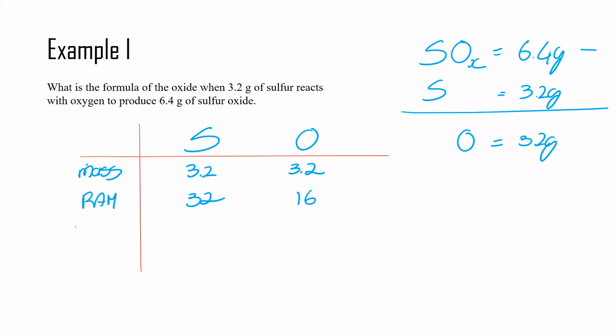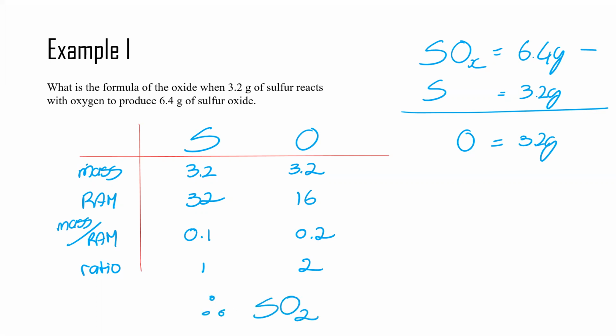Mass divided by RAM is going to be 0.1 and 0.2, and the ratio is going to be 1:2. We get the ratio by dividing the mass-to-RAM values by the smallest number. Therefore, here we have SO2.